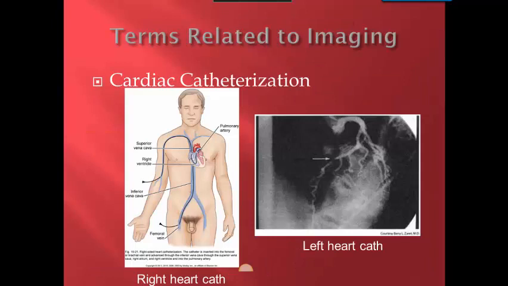We can do some cardiac catheterizations we talked about to do the angiogram, usually going up the aorta to the coronary arteries, which is a left heart cath. But we can also go up the vena cava in a vein to the right side of the heart and measure the pressures on the right side of the heart in the pulmonary artery. Not done as often.